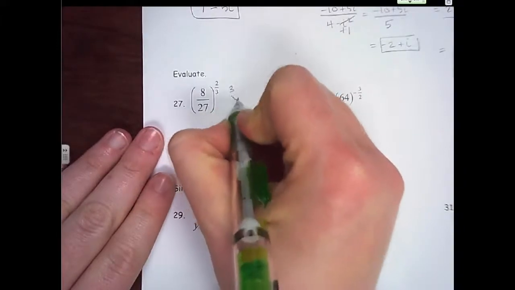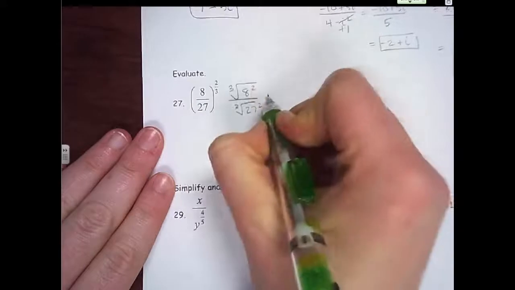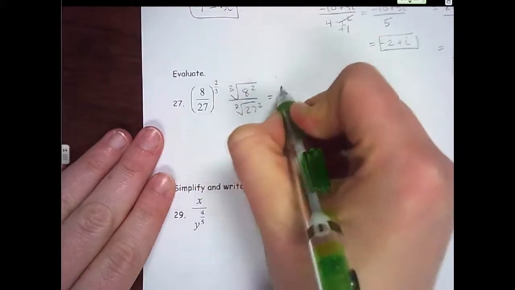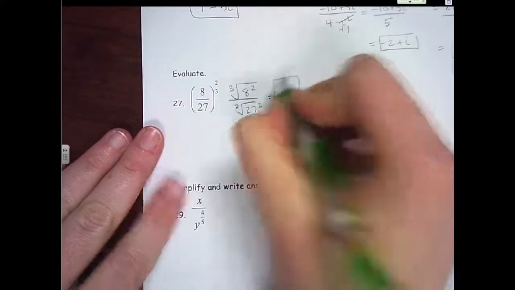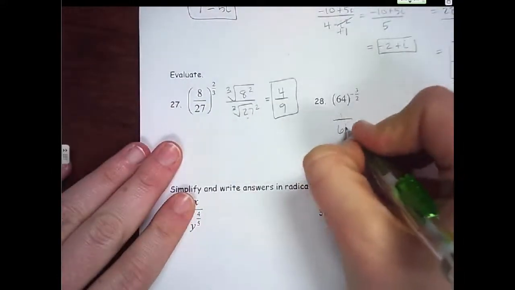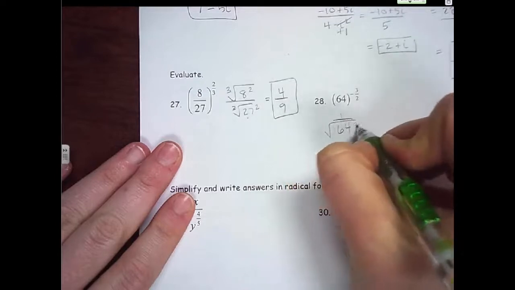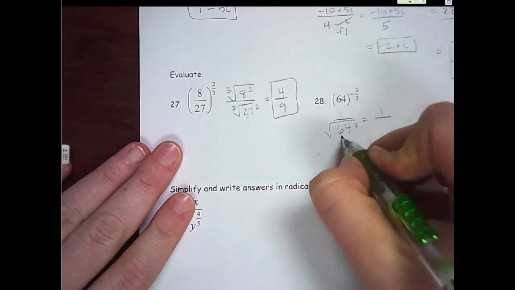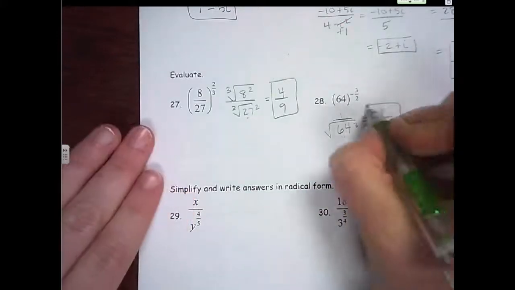Number 27. Cube root of 8 squared, cube root of 27 squared. Cube root of 8 is 2, 2 squared is 4. Cube root of 27 is 3, 3 squared is 9. This one we need to flip first. And then I'm going to take the square root, 64 to the third. Square root of 64 is 8. 8 to the third is a big number, 512.